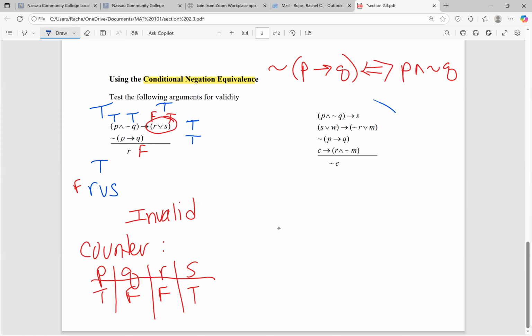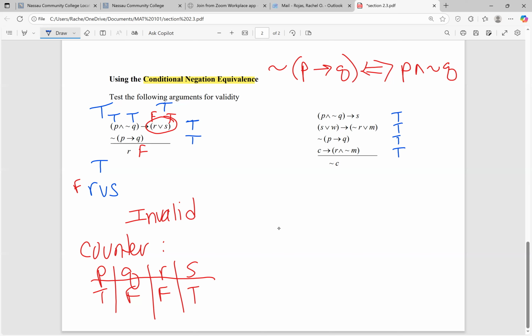And let's do one more. So this last example, we have 4 premises. Let's assume they're all true. Kind of got a lot going on here, right?